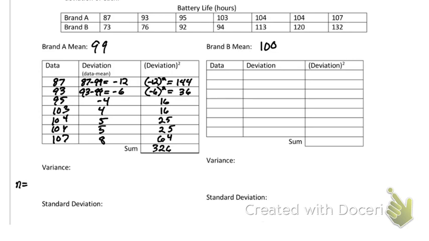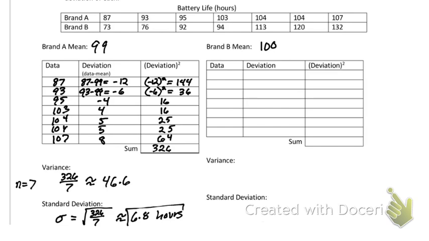There were 7 batteries. So our variance is sum divided by n, so that'd be 326 divided by 7, which comes out to about 46.6. That's our variance. Our standard deviation, on the other hand, will equal the square root of 326 divided by 7, which is going to be about 6.8. And for this case, that's about 6.8 hours, because we can still use the units that were given to us.